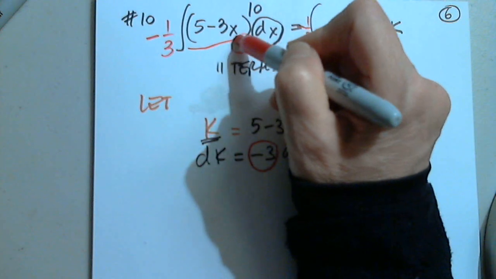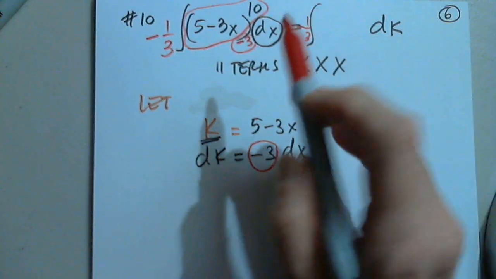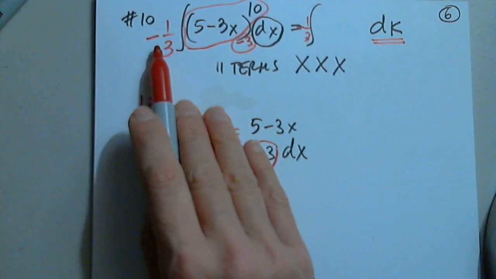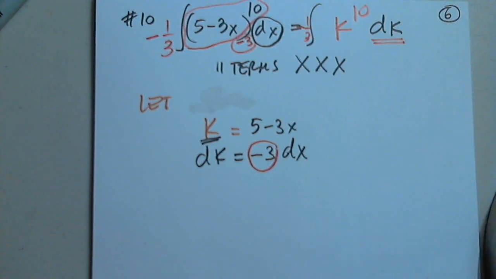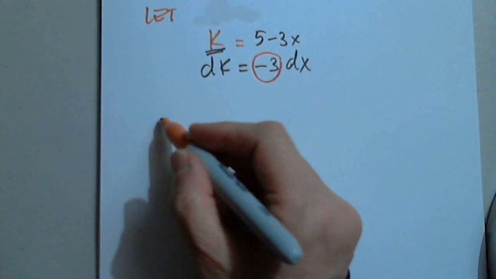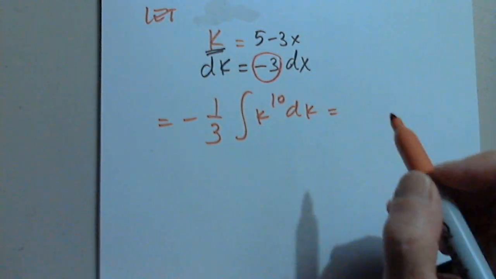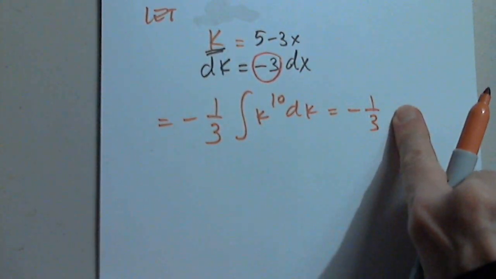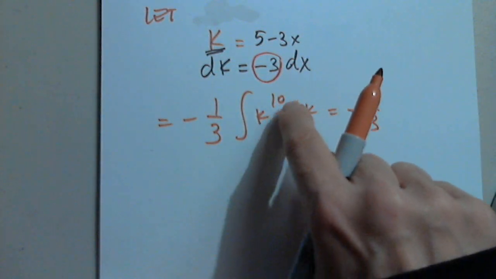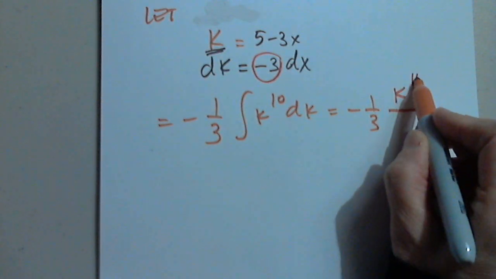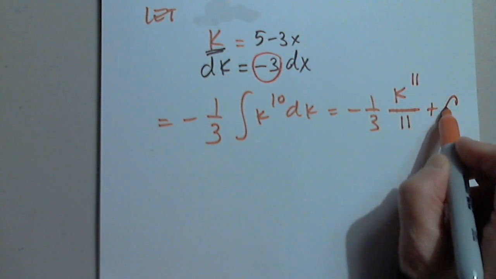Then, can anyone tell us what this is? Because negative 3 dx will be dk. I have just k to the power of 10. That's it. I'm going to write this one more time because it's not clear here. So I'm going to write it as negative 1/3 times the integral of k to the 10th dk. Which function has k to the 10th power as its derivative? K to the 11th over 11 plus a constant c.